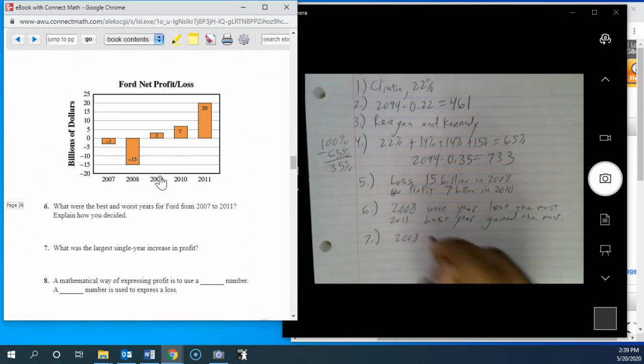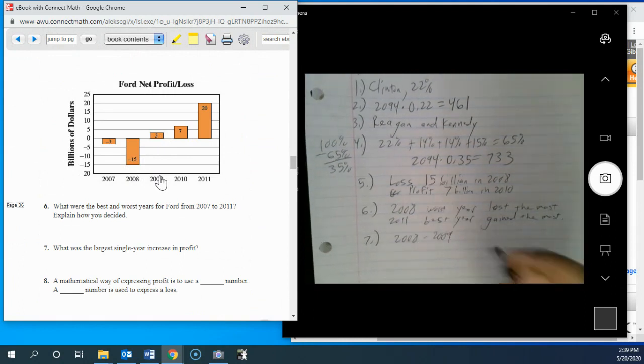So 2008 to 2009. Why would it not be 2011? Wouldn't they gain 35 billion? You said 2011? Yeah. Oh, no, they said in a single year. They said largest single year. Right. Yeah. Right.